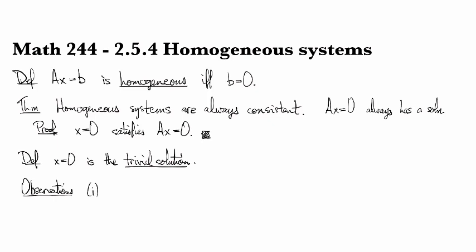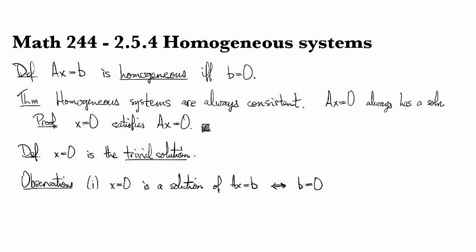So what do we have? First off, x equals 0 is a solution of AX equals B if and only if B is equal to 0. So this goes both ways. We just saw that if B is equal to 0, then x equals 0 is a solution. But notice that if 0 is a solution of AX equals B, then we can substitute 0 for x on the left-hand side and have a true equation. That true equation would say 0 equals B. So it actually goes both ways.